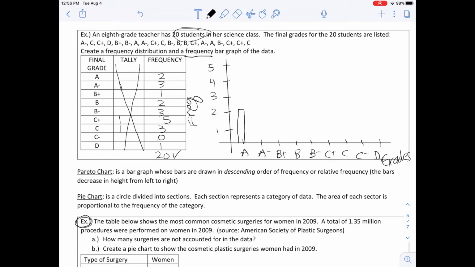And we're going to have a space with bar graphs. Your bars do not touch. And so we have 3 A minuses. And your bar should be similar widths. 1 B plus. They should be the same width, however, it's difficult to draw that way. We have 2 B's. 3 B minuses.